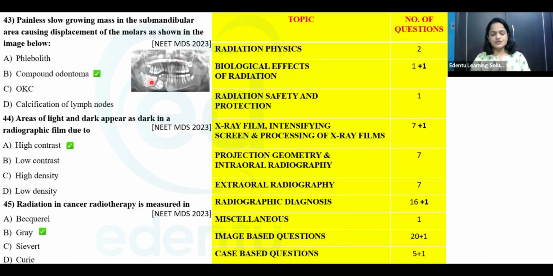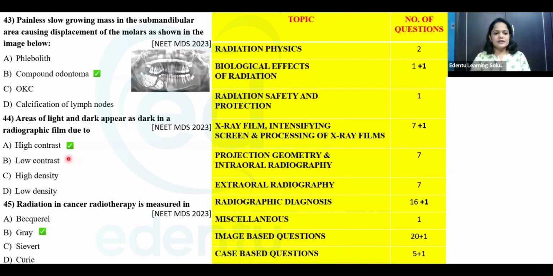So if you look at the 2023 questions, you can see that again, odontoma is repeating. Odontoma is one of the favorite topics in the oral radiology. Again and again, it is repeating. Only the position of the odontoma is changing. Otherwise, it is repeating every one or two years.